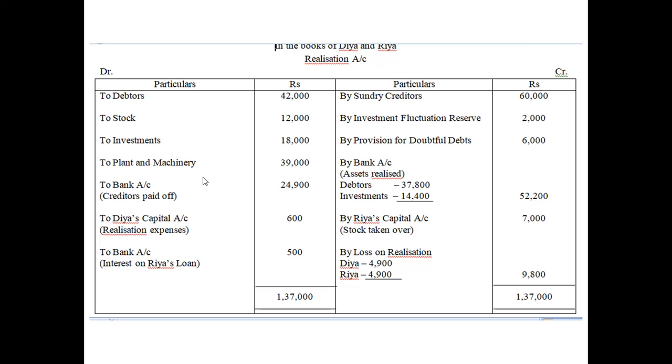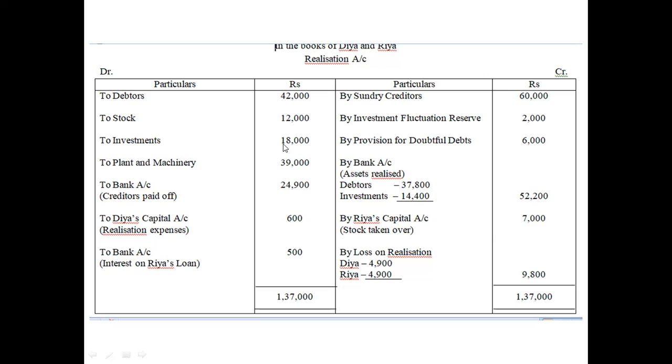Now the debtors realized 10% less of the amount due from them. So the debtors were how much? 42,000. Its 10% will be 4,200. Now subtract 4,200 from this amount. How much will we get? We will get 37,800. And stock was taken over by Ria at 7,000. So Ria's capital account will be credited here by 7,000.